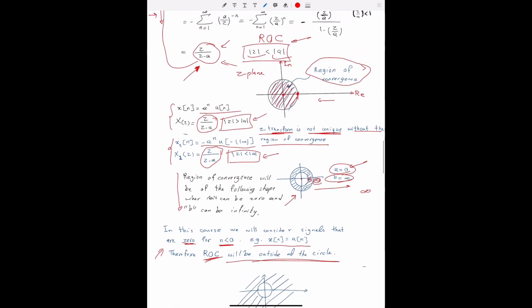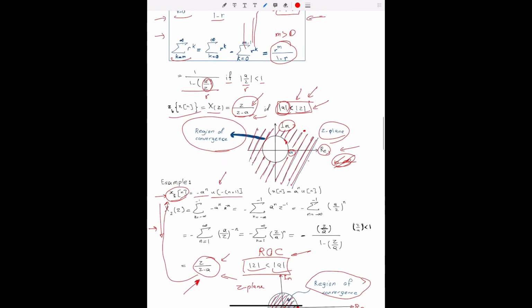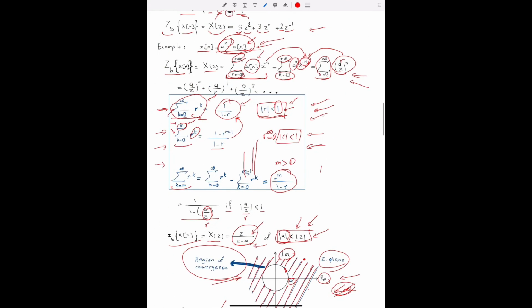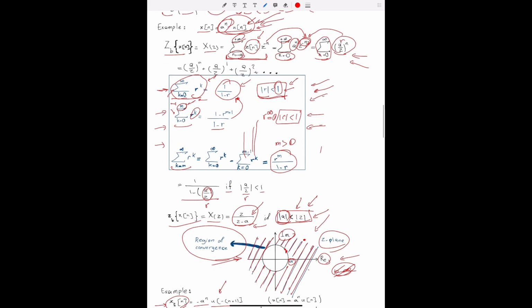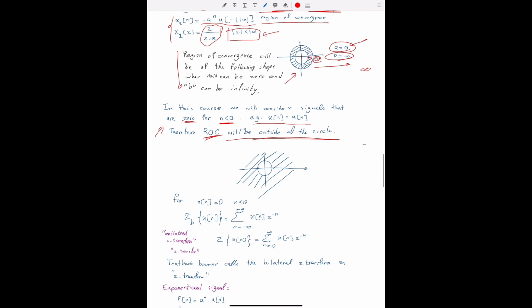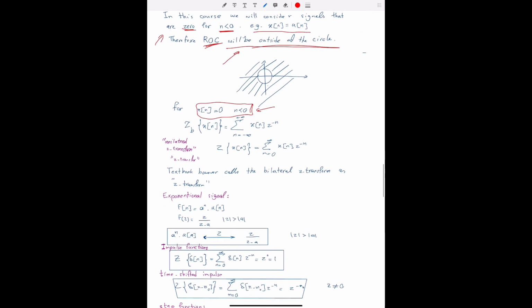So we did an example above here, and we showed that if this is multiplied by u of n, we get that region of convergence outside of this circle. So this would happen for other cases if we have x of n equal to 0 for negative n.